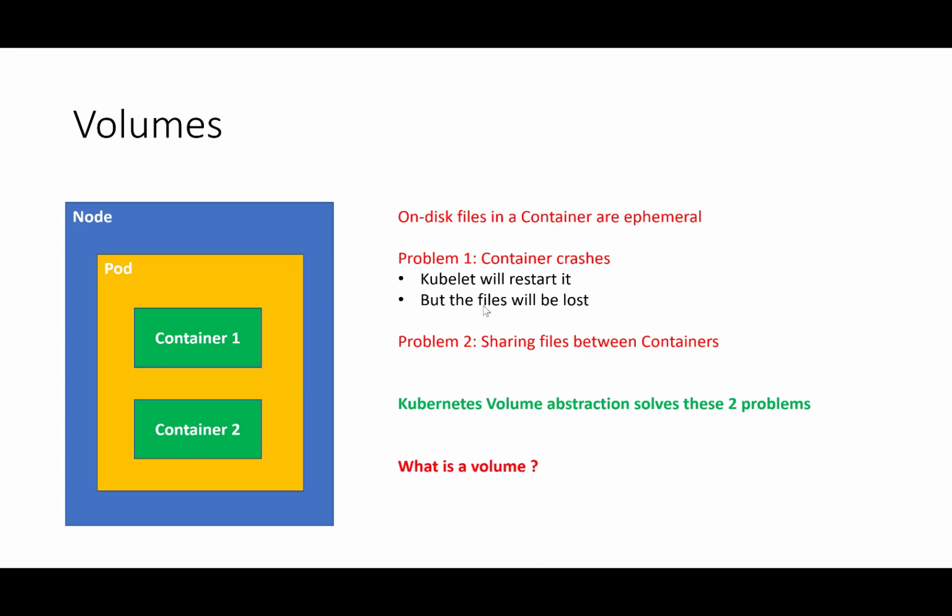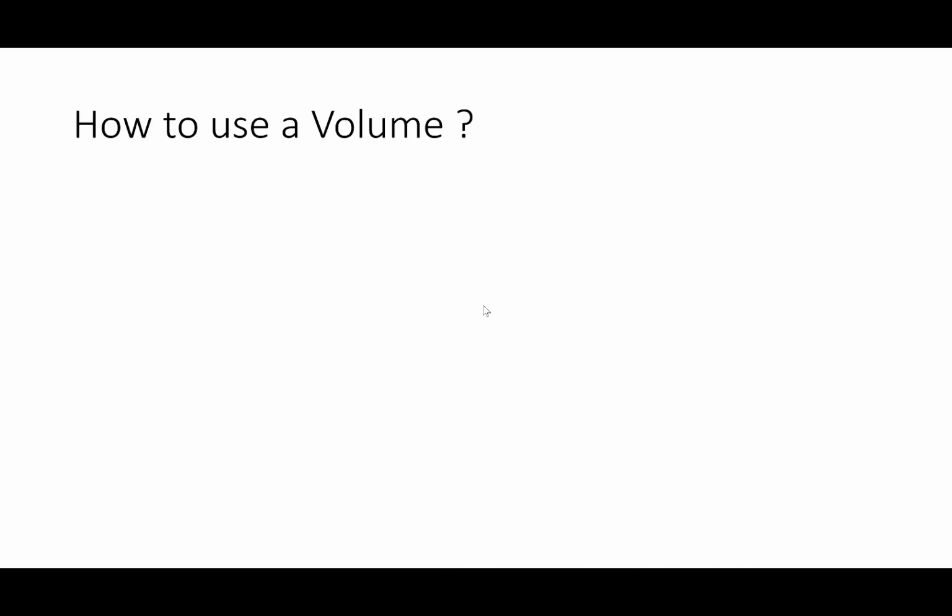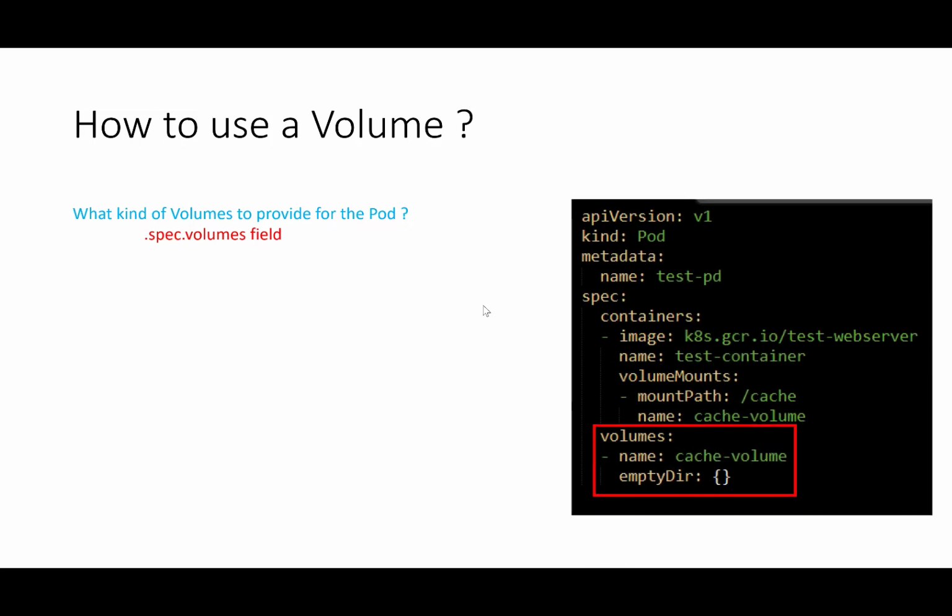So what is a volume? Basically, a volume is just a directory. So how do we use a volume? When you create your manifest file for the pod template, there are two sections that you need to provide. One is what kind of volume to provide for the pod, what kind of volume that the pod wants to use. And that is right here. In this case, we say we want to use an emptyDir, empty directory.